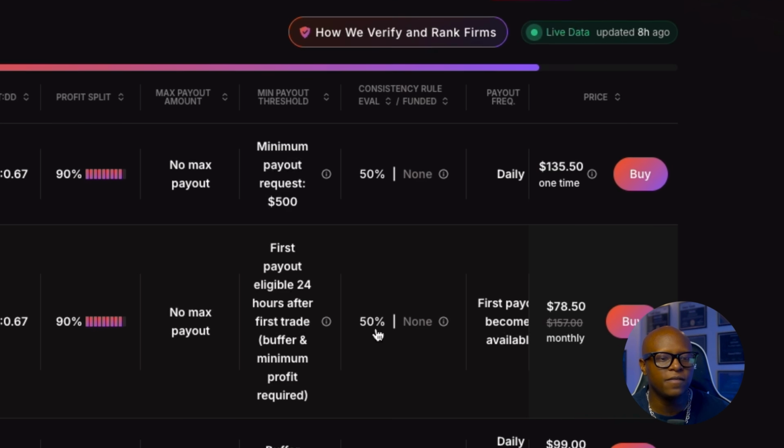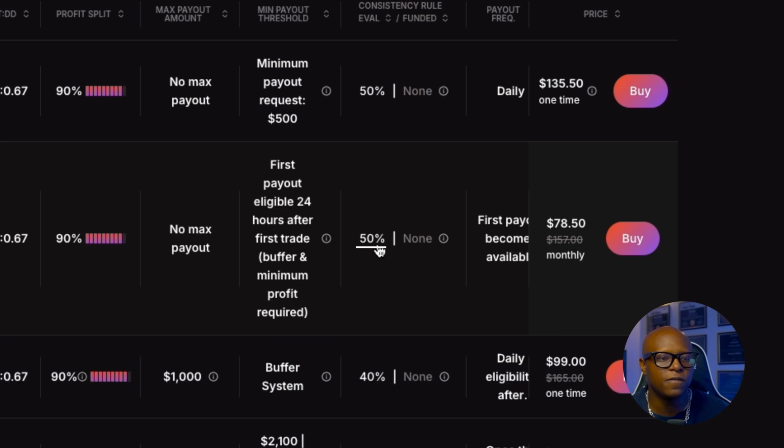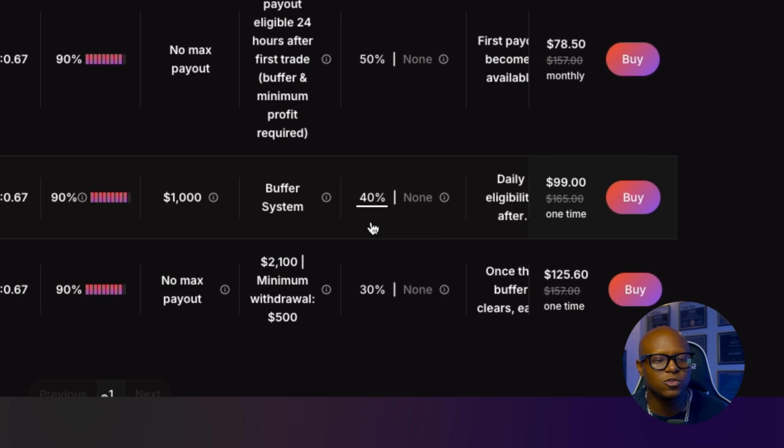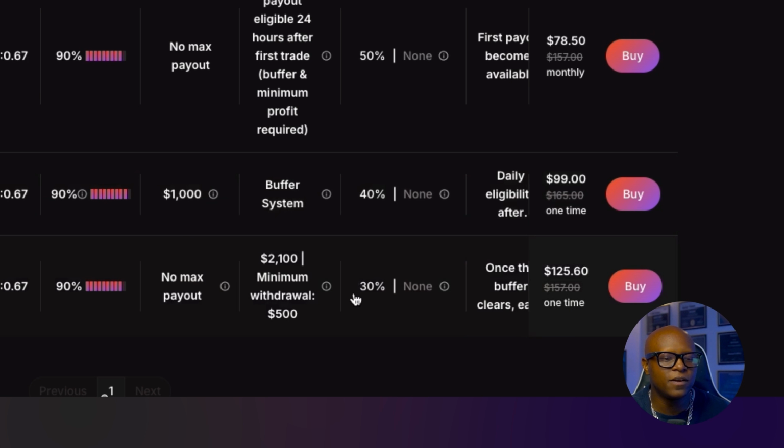Same thing with the MyFunded Futures Rapid account, a 50% consistency on the actual evaluation but none on the funded. You have a 40% consistency on the Tradeify Select Daily account but none on the funded. And then the MyFunded Futures End of Day account has a 30% consistency but none on the funded account, making this the hardest account to actually pass.